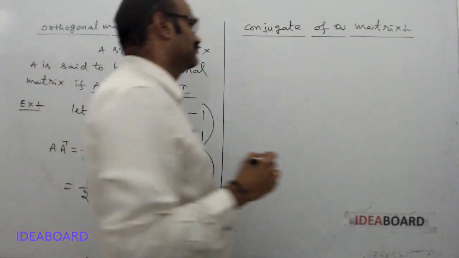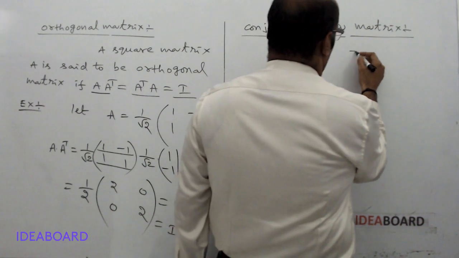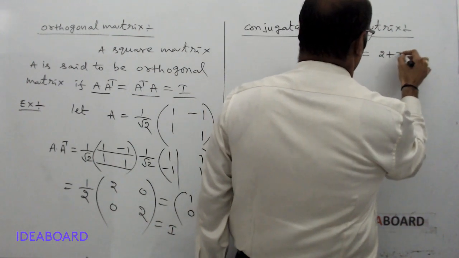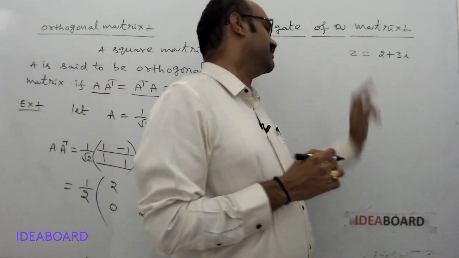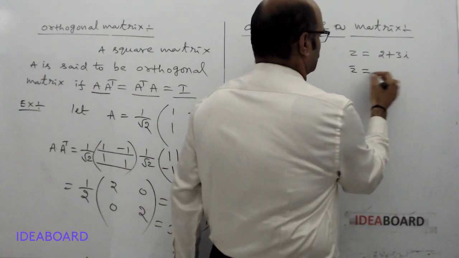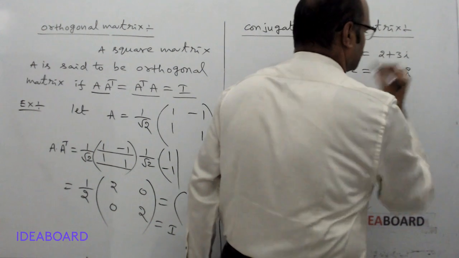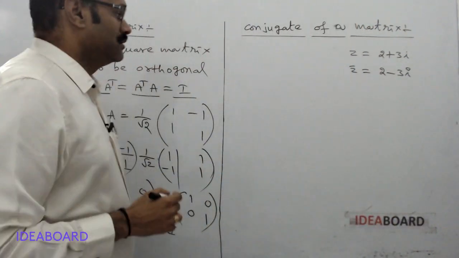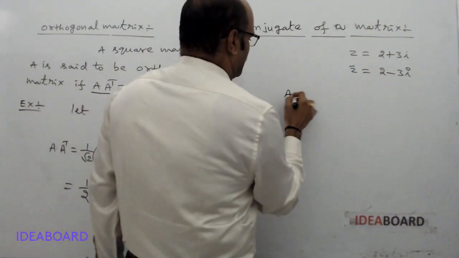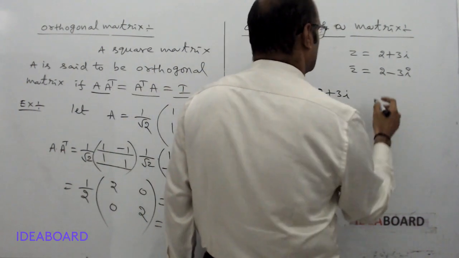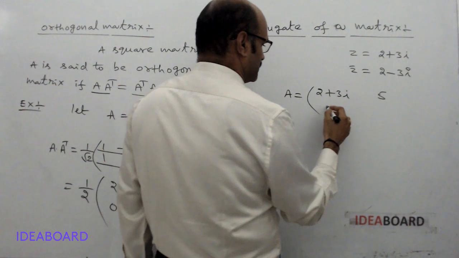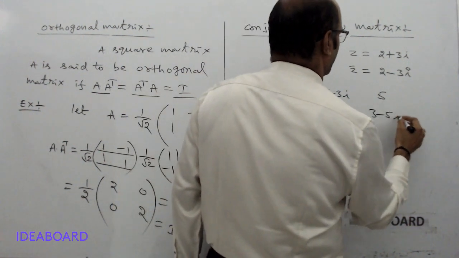Let me take a complex number z equal to 2 plus 3i. We know that the conjugate of z is denoted by z bar equal to 2 minus 3i. Now let me take a matrix A equal to [2 plus 3i, 5; 7, 3 minus 5i].